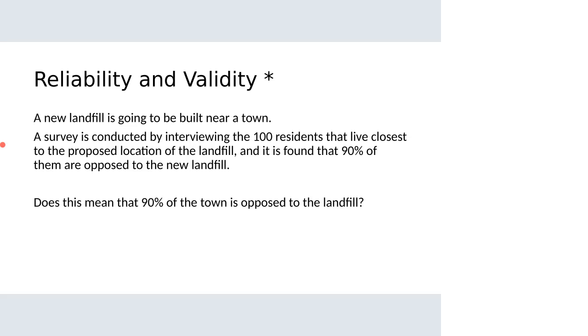And as we read through there, so we're going to make a landfill. Here's where it's going to go. How many of you want it? Let's do a survey. And we do a survey, and we ask the 100 people that live closest to where the landfill is going to go.